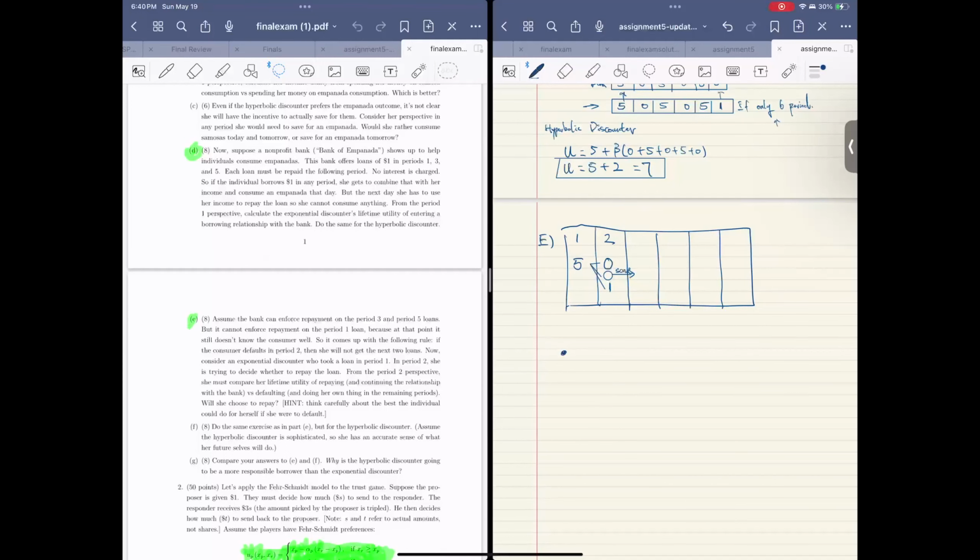Okay. So from period 2, let's draw a decision tree. You can either default or not default. What does the utility function look like if this person defaults?